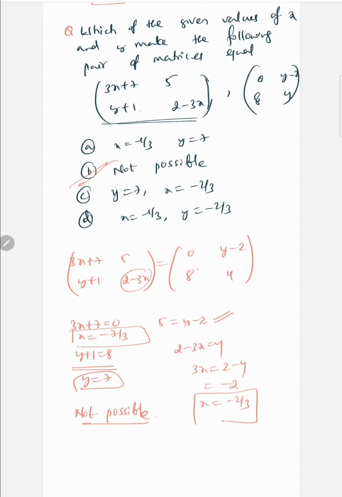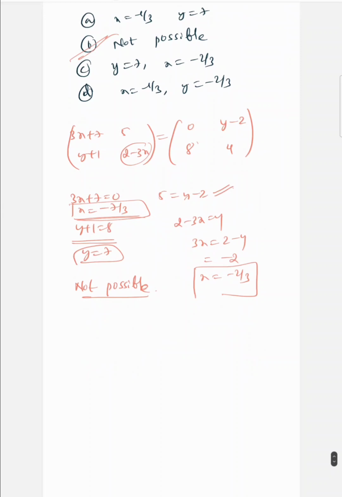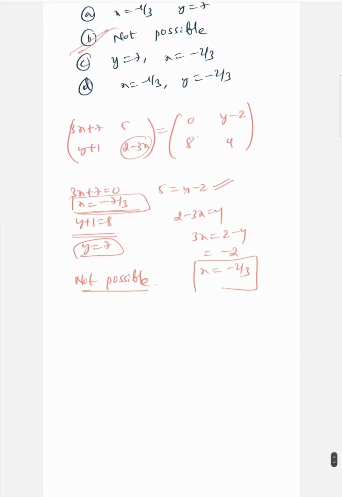We are getting two values for x: x is equal to minus 2 by 3 and x is equal to minus 7 by 3. Therefore, x cannot have two values, so it is not possible that these two matrices are equal. This is how we do the comparison of matrices with the help of the concept of equality of matrices. The next question is also from the exercise.